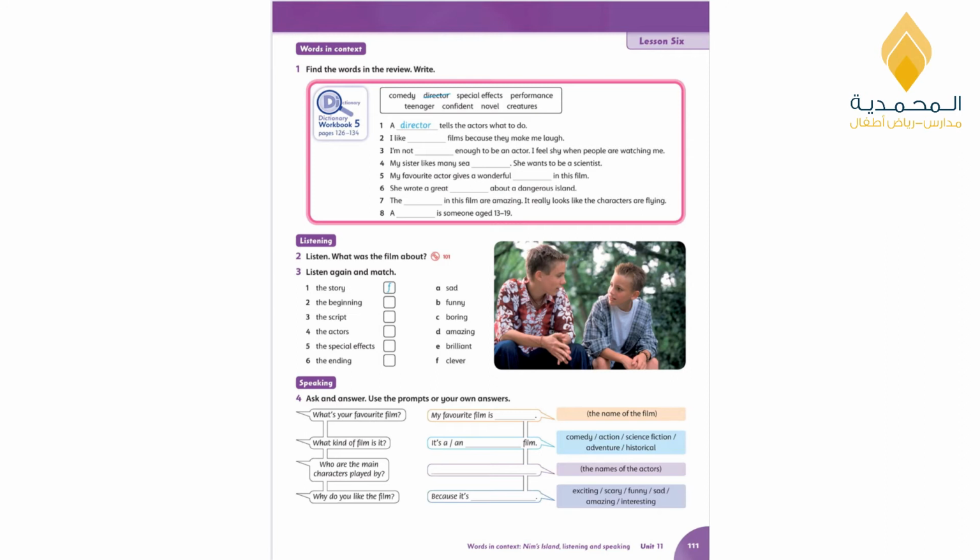Regarding the speaking, as usual, you are going to ask and answer your own answers. What is your favorite film? Yes, you have to write the name of the film. What kind of film is it? It is comedy, action, science fiction, adventure, historical. And who are the main characters played by? Yes, you have to write the name of the actors. Why do you like the film? Because it is exciting, scary, funny, sad, amazing, interesting. It is depending on your opinion. I hope you can understand this, and good luck.